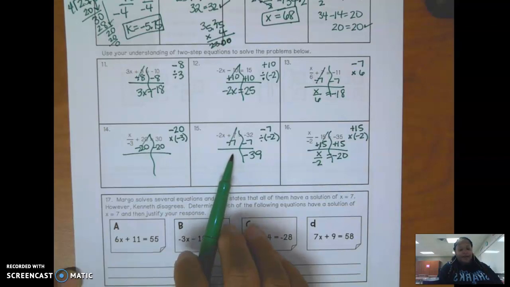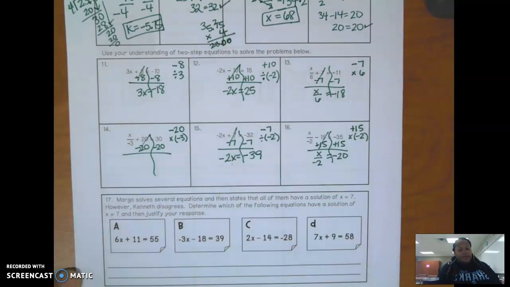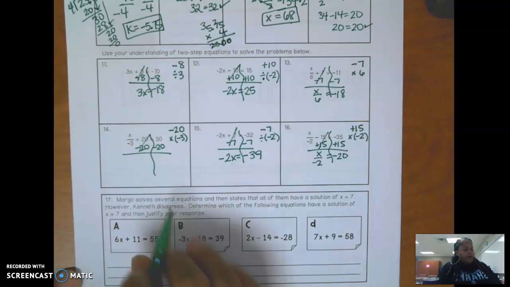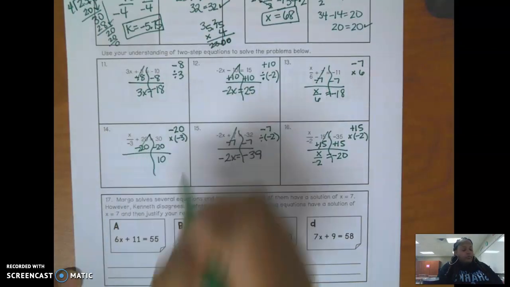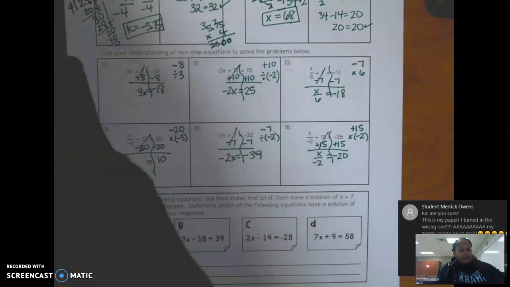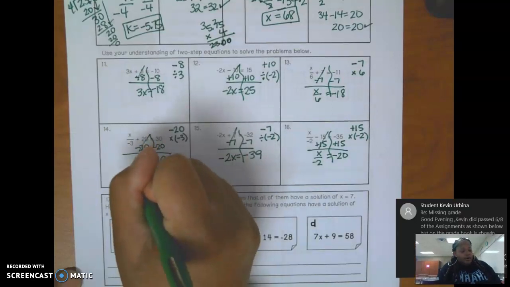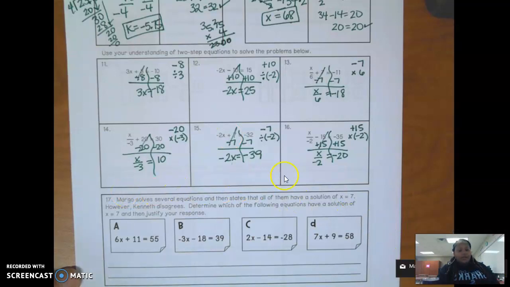So here we have crossed out the positive 7 and the negative 7, and we're left with negative 2x on the left side. Negative 2x equals negative 39. Then over here, we have different signs, subtract. 30 minus 20. This is just a regular math problem. 30 minus 20 is 10. Then bring down x over negative 3. All right, so once I've done all that, that's the first step for each of these problems.